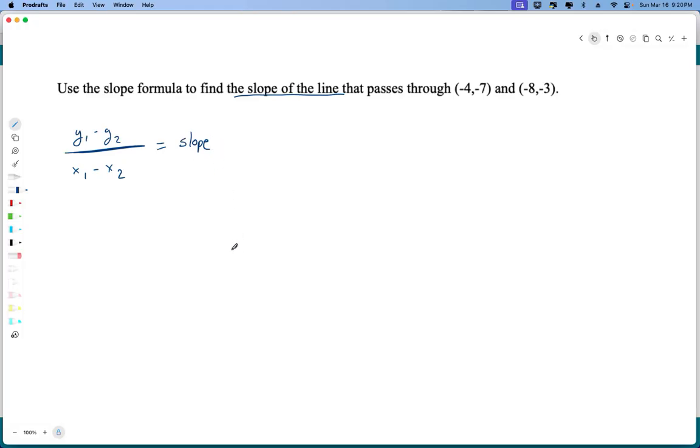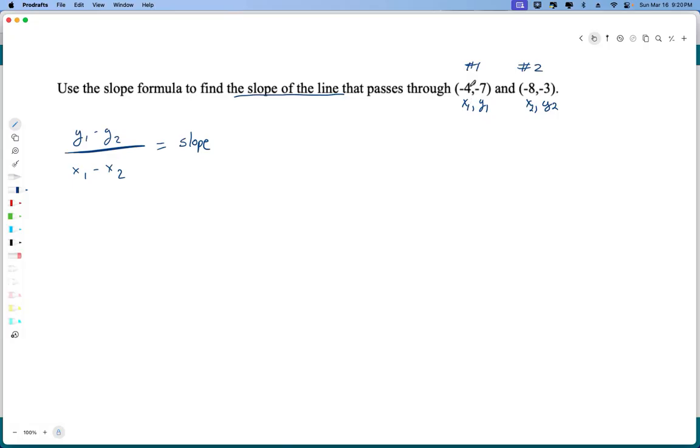Remember when we find slope of the line? That's what we're doing here, only this time we're using points to find the slope of the line. So I'm going to say that this is point number 1 and this is point number 2. It doesn't matter which one you pick, you're going to get the same answer. So this is my x and this is my y. This is my x and this is my y. So if this is point 1, then this is x1 and this is y1. And if this is point 2, then this is x2 and y2. Okay, does that make sense?